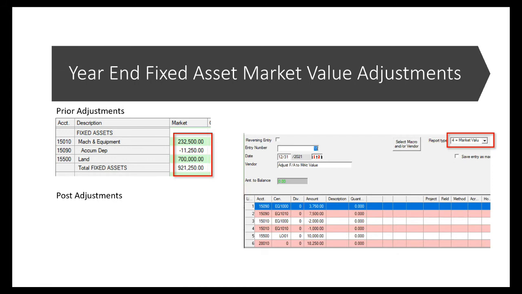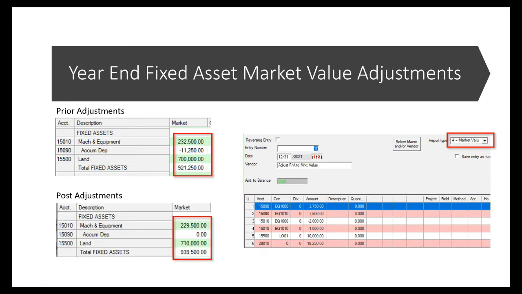So when you put that journal entry in at the market level, you can see that we've increased our fixed assets. We've zeroed out accumulated depreciation because accumulated depreciation doesn't belong on a market value statement. You don't want to see it.